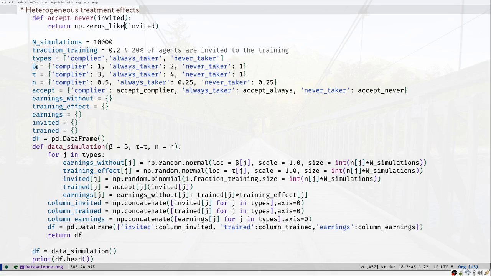We define beta as a dictionary. Beta is the expected earnings when you do not have training. We assume here that if you are a complier, the expected earnings that you will have without training are equal to 1. If you are an always taker, these people are very eager, so even if they do not have training, they're going to work very hard. So we assume that their expected earnings without training are equal to 2. And then we have the never takers, whose expected earnings without training are equal to 1.